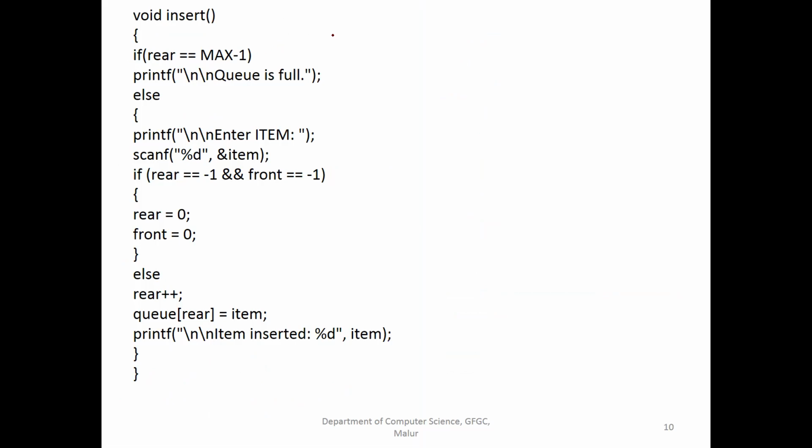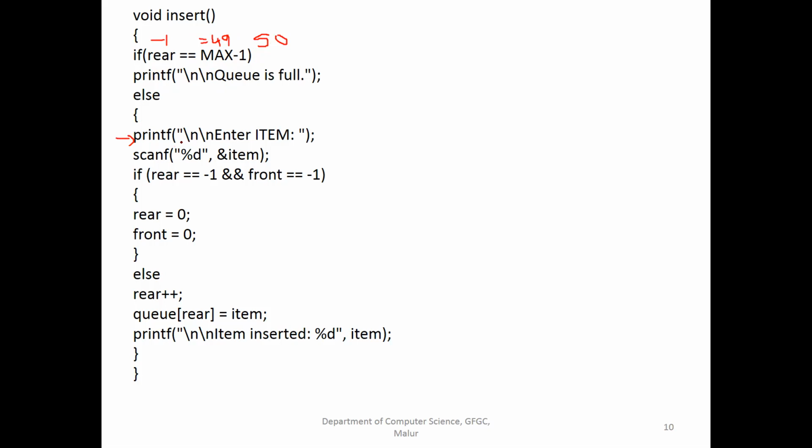Here, rear is initially declared as max - 1. Already 50 is there in max, so 50 minus 1 is 49. In case rear is equal to 49, you need to print queue is full. But the rear value as of now is -1, which is not equal to 49. So this block won't be executed and it will come to the else part.